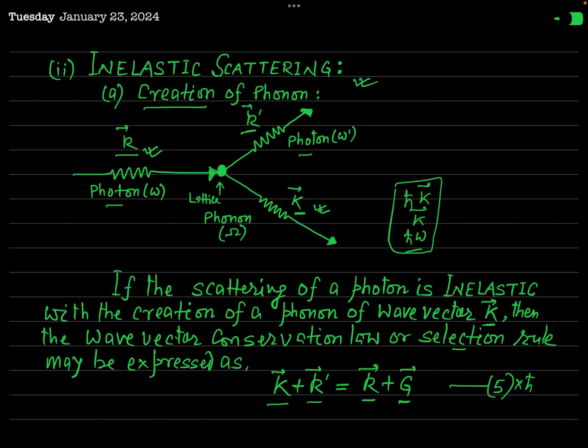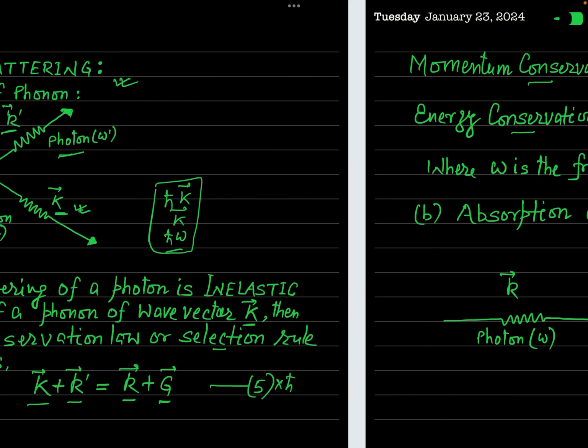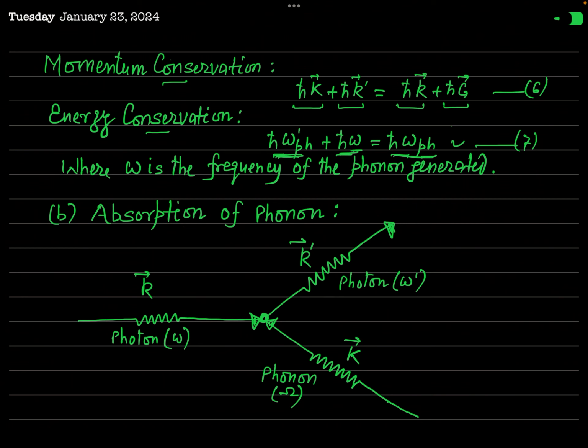The first part of this energy is the energy of a scattered photon, and another part appears in the form of energy of the phonon. Okay, so this is the energy conservation law.